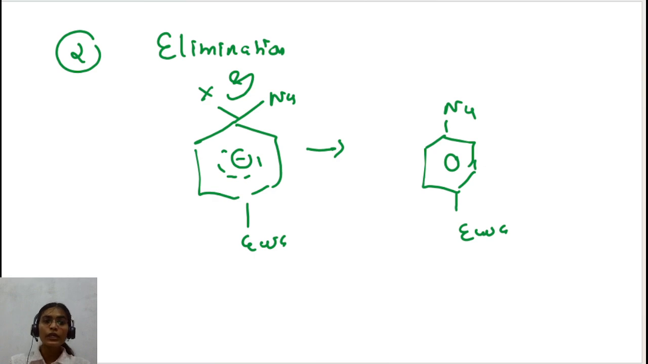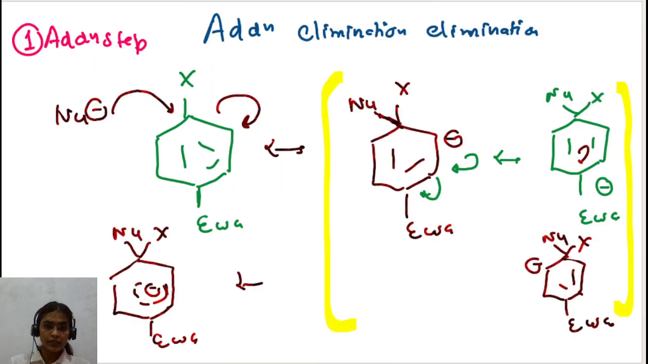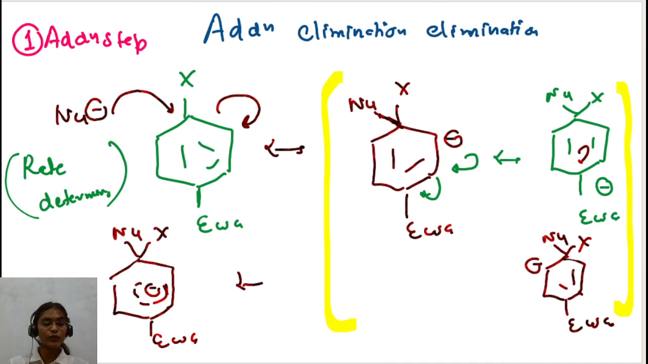And do you know, in this case, this is the RDS step, the rate determining step. This is the rate determining step. So it means in this case, the leaving of the halogen, or you can say the leaving of the leaving group, is not going to vary the reaction rate.